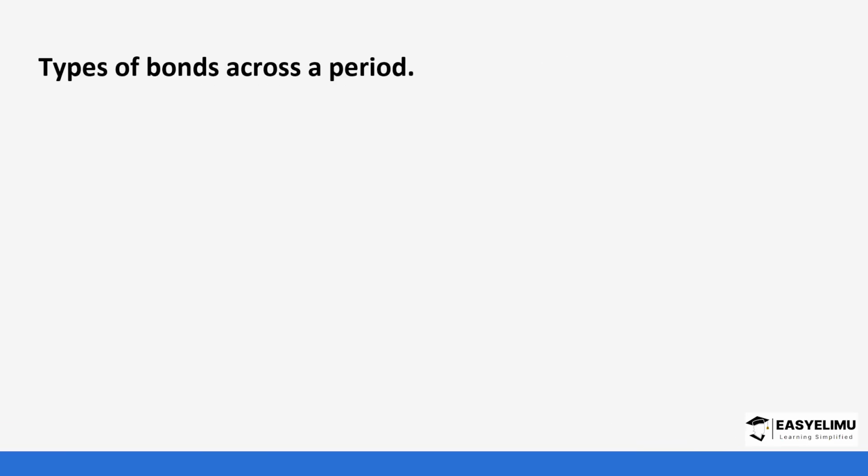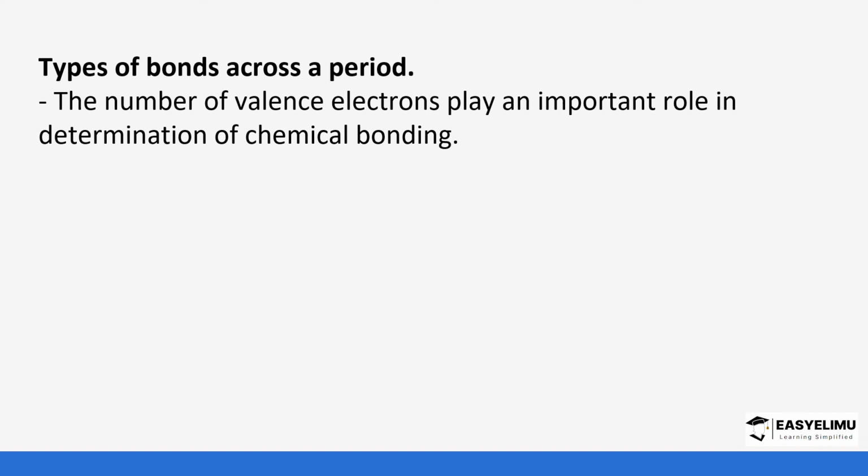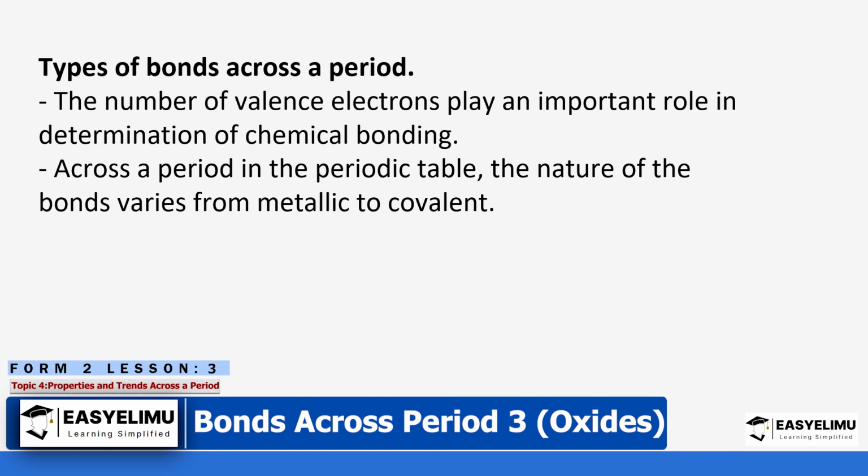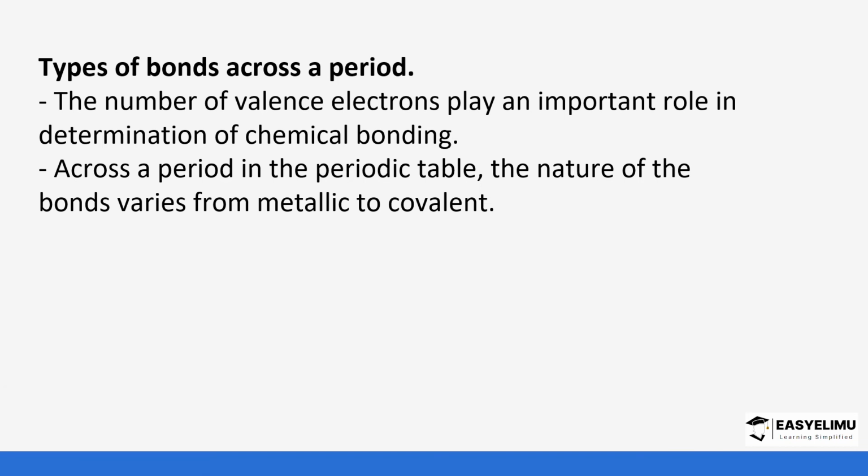So the type of bonds across a period, the number of valence electrons usually plays a very important role in determining the chemical bonding. So across a period in the periodic table, the nature of bonds varies from metallic to covalent. And I want you to put in mind what we discussed on the topic where we were looking at the specific bonds for specific elements in period 3. You'll notice there will be a big difference.